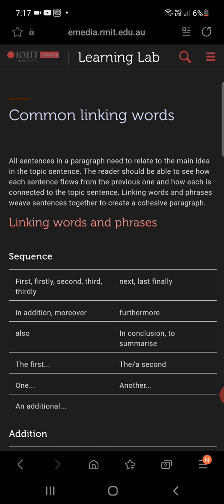I see, then you have, for example, paragraphs is need. I see need is relate. I see relate is main idea. I see main idea is topic sentence.